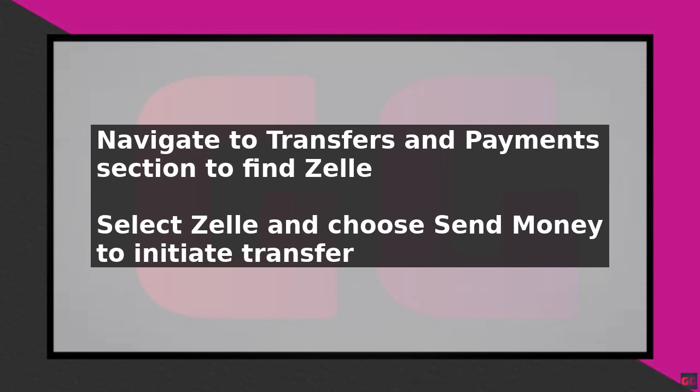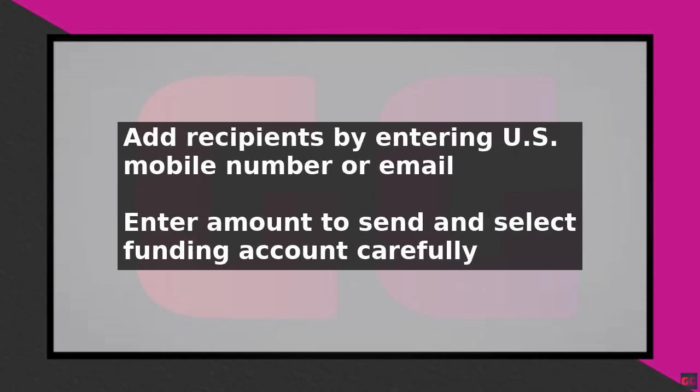After adding a recipient, enter the amount you want to send and select the account you want to use to fund the transfer. Review the transaction details carefully to ensure everything is correct. You can also add a memo to the transaction if you want to include a note for the recipient. When you are ready, select Send to initiate the transfer.